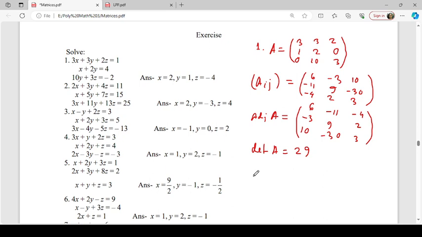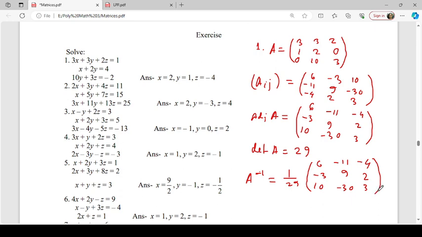18 minus 9 plus 20. Then A inverse is 1 by 29 into this one, adjoint A, 6 minus 11 minus 4, then minus 3 9 2 10 minus 33.